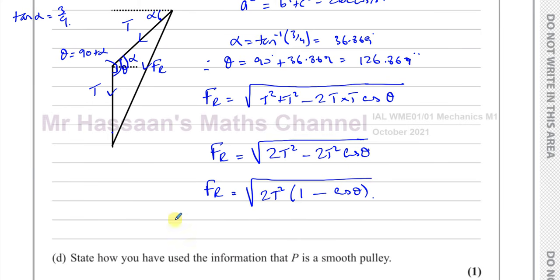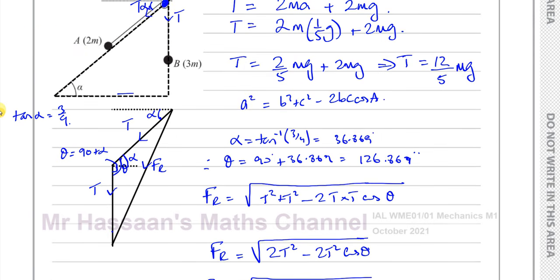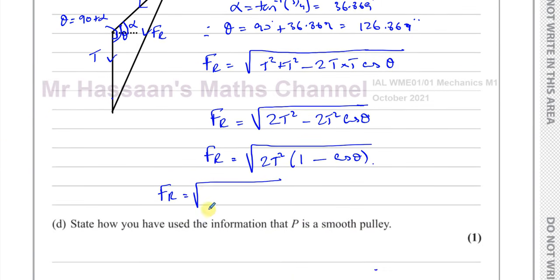So now let me put the values in. I know what t is. So it's going to be the square root of, now t, remember, was 12 over 5 mg. What I'll do is I'll just put 2 times 12 over 5 squared times 1 minus cosine of the angle, which is 126.869. And in the end I'll put mg. I'll leave the mg outside.